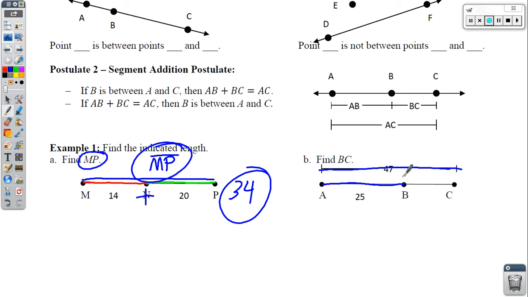So if we want to know the length of BC, well, we just take the entire thing and subtract off the part we know. That'll leave us with BC. So if we take 47 minus 25, that gives us 22. That is the leftover length there.